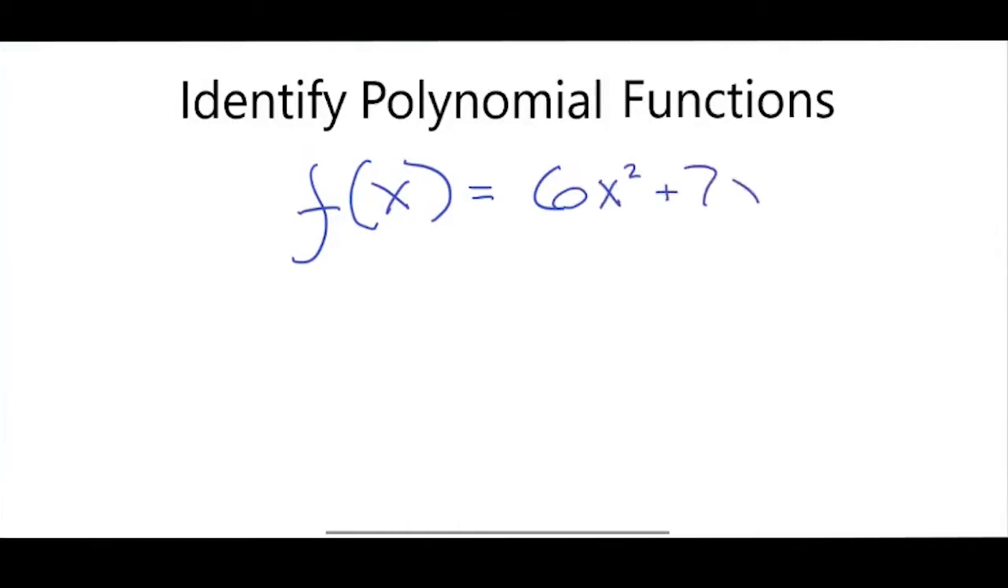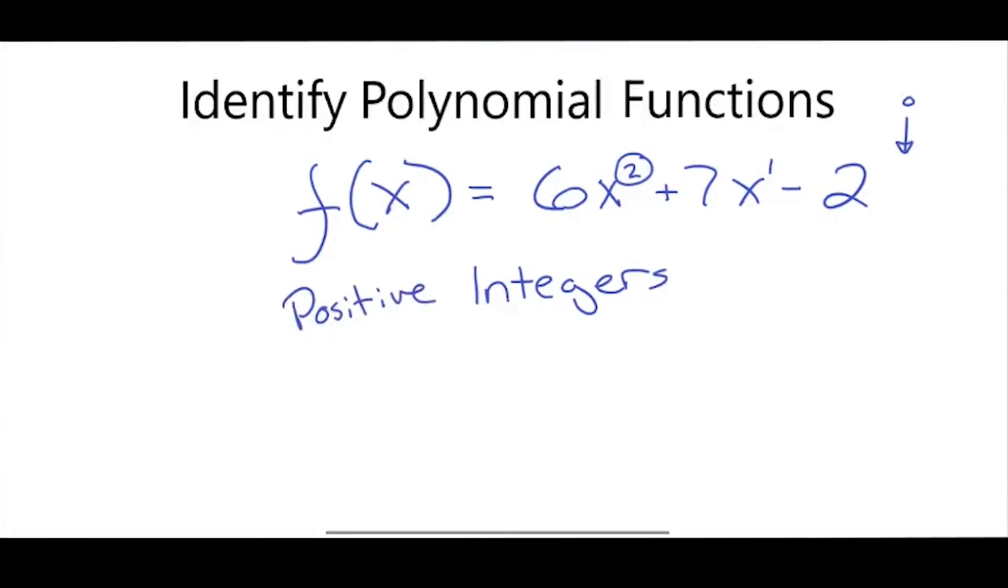A polynomial function would be written like this. f of x equals 6x squared plus 7x minus 2. You'll notice that all the exponents, like 2, and the exponent here would be 1. Even this one has an exponent, but it's 0. All of the exponents are integers. As a matter of fact, they're all positive integers.